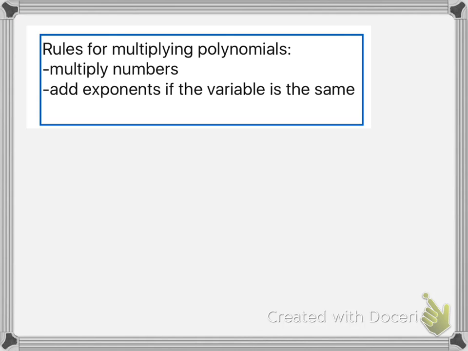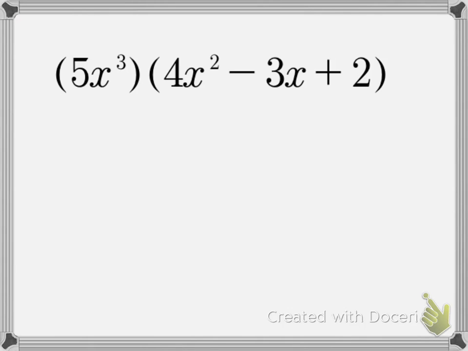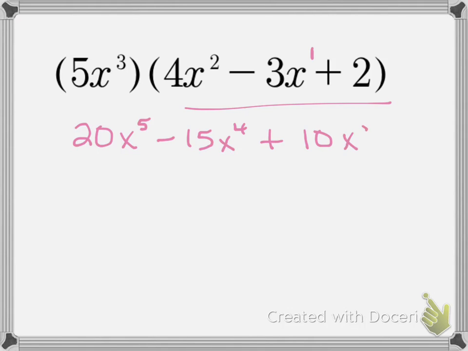So let's start off with our first example. Alright, so we have 5x to the third times this entire polynomial. So what that means to do is 5 times 4, which gives you 20. And then that's x. 3 plus 2 is 5, so that's x to the fifth. Then you're going to do 5 times the negative 3. That's negative 15. And that's x to the, since that's a 1, 3 and 1 make the fourth power. And then lastly, 5 times 2, which is 10, and that's x to the third. Okay, and that is your final answer.